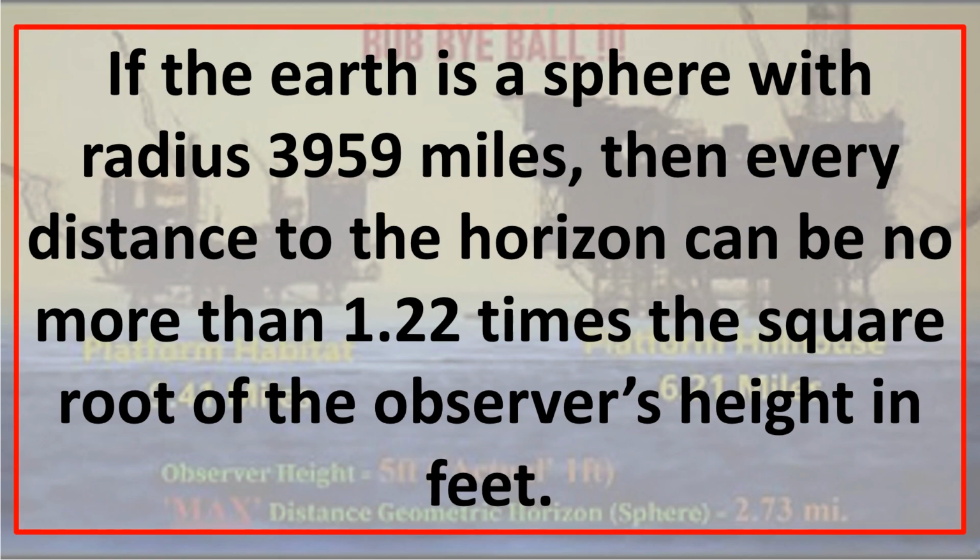Right, so why are we starting with the Black Swan? If the Earth is a sphere with radius 3959 miles, then every distance to the horizon can be no more than 1.22 times the square root of the observer's height in feet.